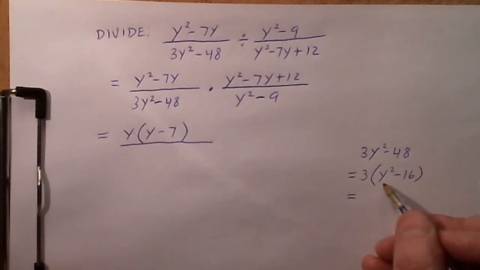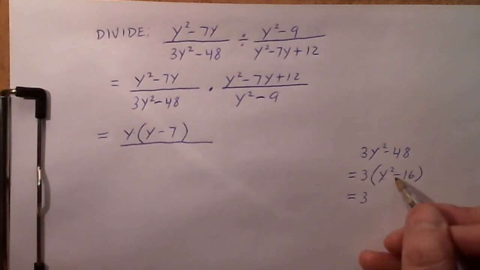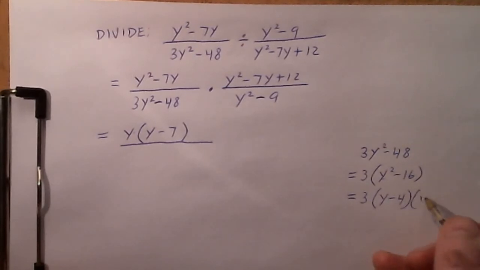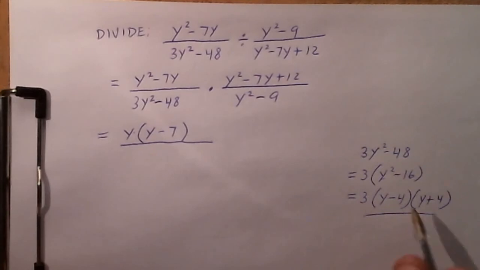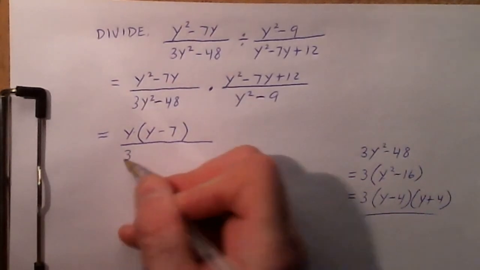Then I need to realize that y squared minus 16, being a difference of squares itself, can be further factored down. So y squared minus 16 is the difference of squares of y and 4. So we can factor down into y minus 4 times y plus 4. That is the complete factorization of 3y squared minus 48. Bring this complete factorization back up to the main problem and replace the denominator with it.